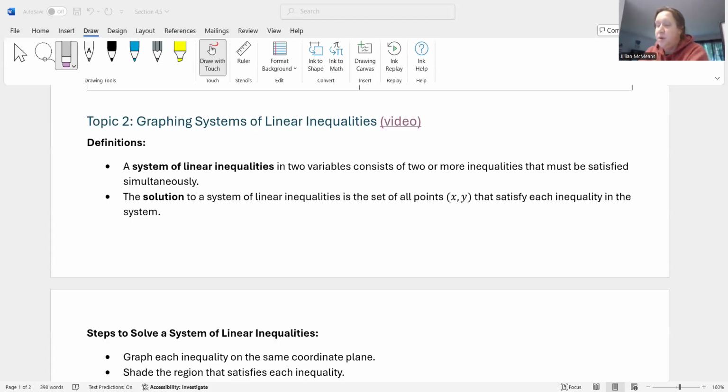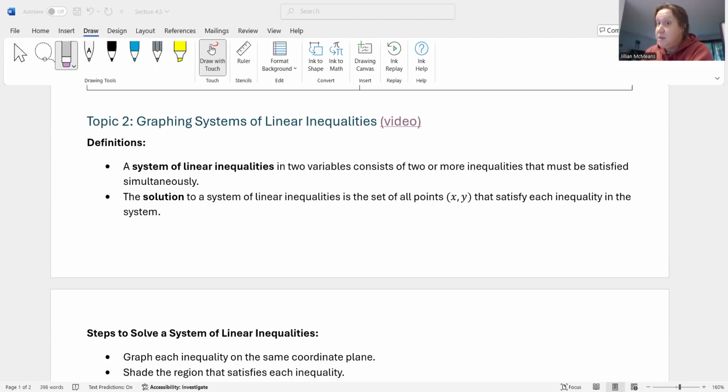Okay, for topic two, we're going to look at graphing systems of linear inequalities. At this point, you already know how to graph a single linear inequality in two variables. So we need to take that idea and merge it with this world of systems of inequalities, or systems of equations.